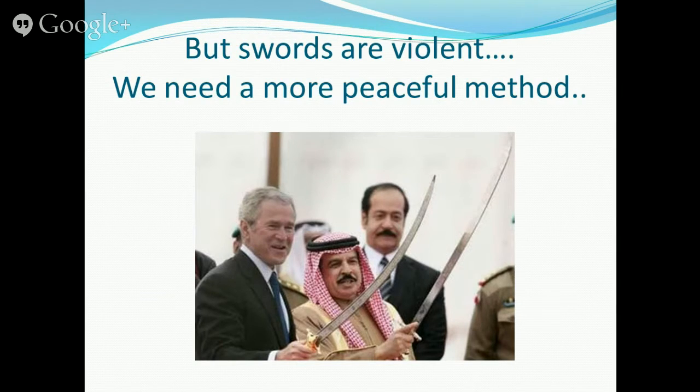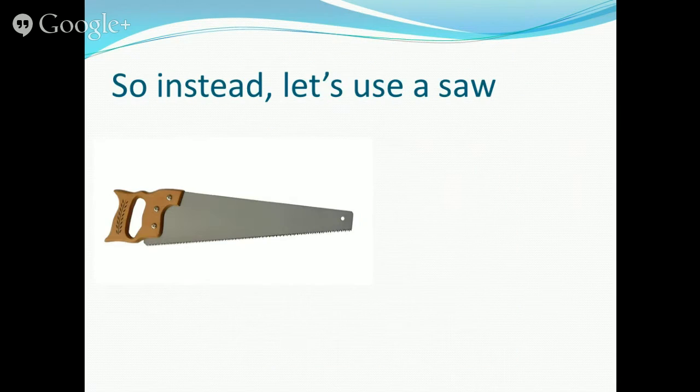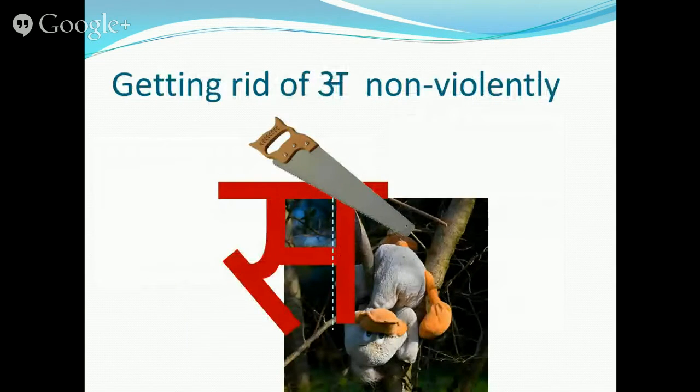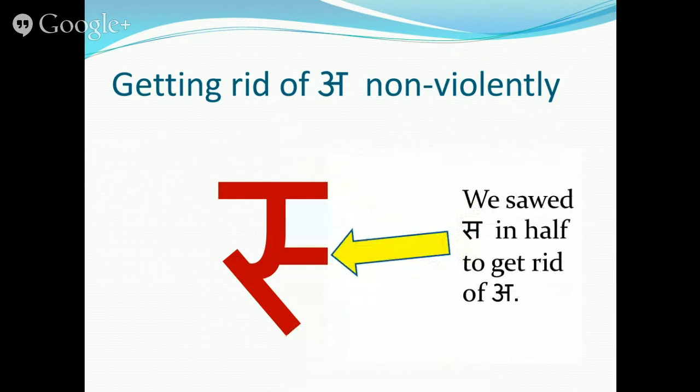But now we really want a more peaceful method. Not only is it violent, it's messy. We don't want to write all those lines everywhere. So instead, we're going to use a saw. So in the saw method, we're actually going to chop off the part of sa to which the a is attached. Get rid of it that way, right? It's attached to that line, so let's get rid of it. Ching! And now we're left with half of a letter.